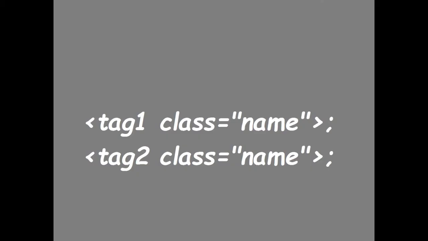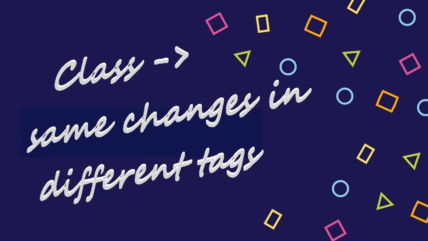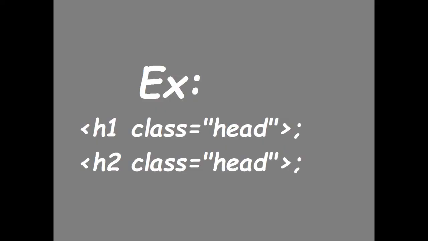Now we will look at class. Class is just similar to ID, meaning its syntax, its defining part, and almost its meaning, in that it is also used to change the property of the tag with the help of the class name. But there is a big difference. ID is used when we have to change the properties of a particular tag, while class is used when we have to change some properties of different tags by just giving them the same class name and then changing the properties using the class name.